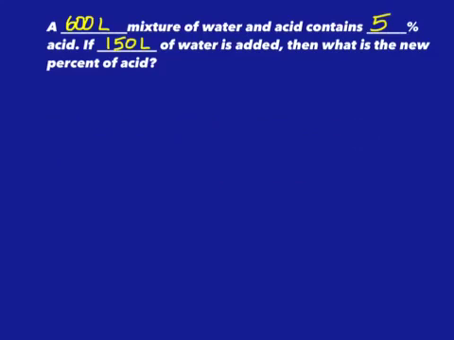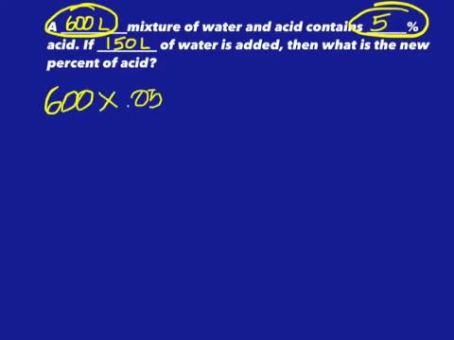Example number 1. If a 600-liter mixture of water and acid contains 5% acid, what is the new percent of acid if you add 150 liters of water? Step 1 is to start with finding the amount of acid in liters. If your total mixture is 600 liters and 0.05 of that is acid, multiply the two together. This will give us 30, and that is 30 liters of acid.